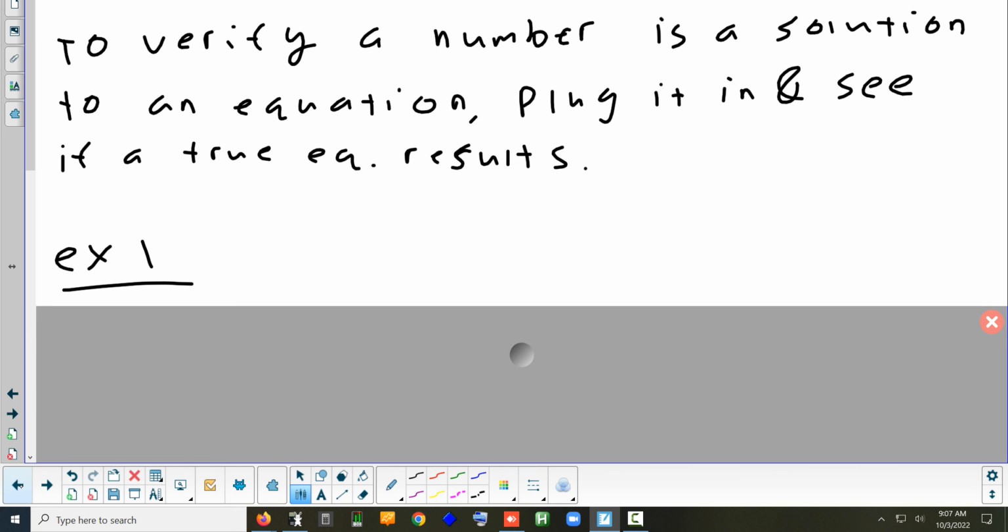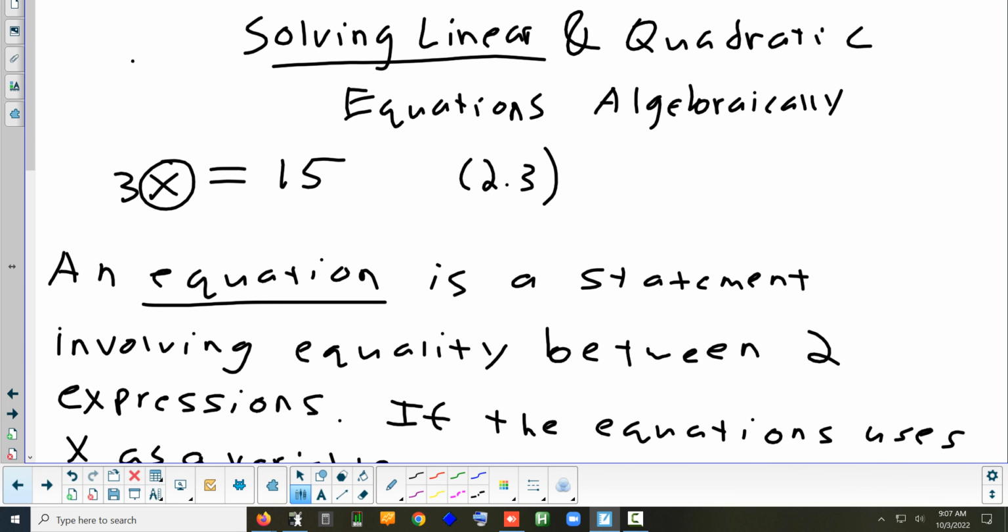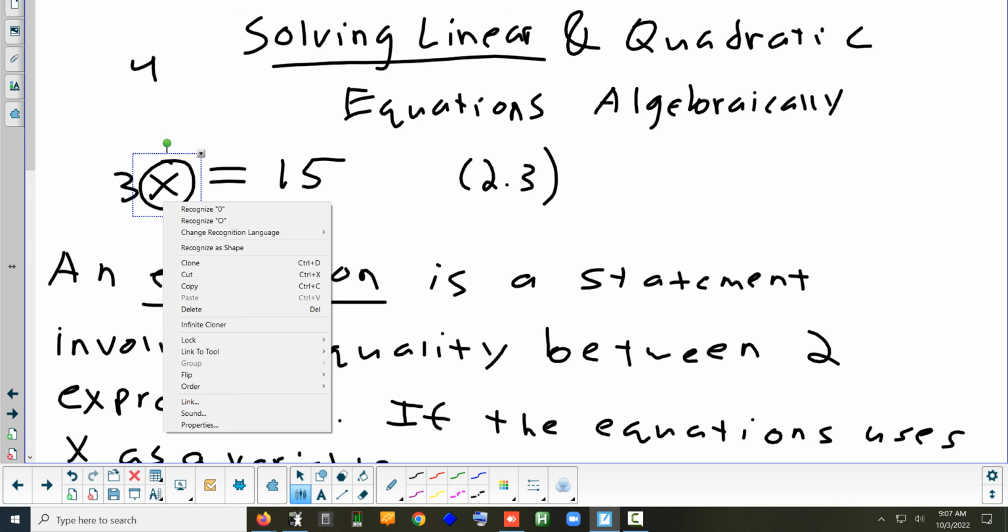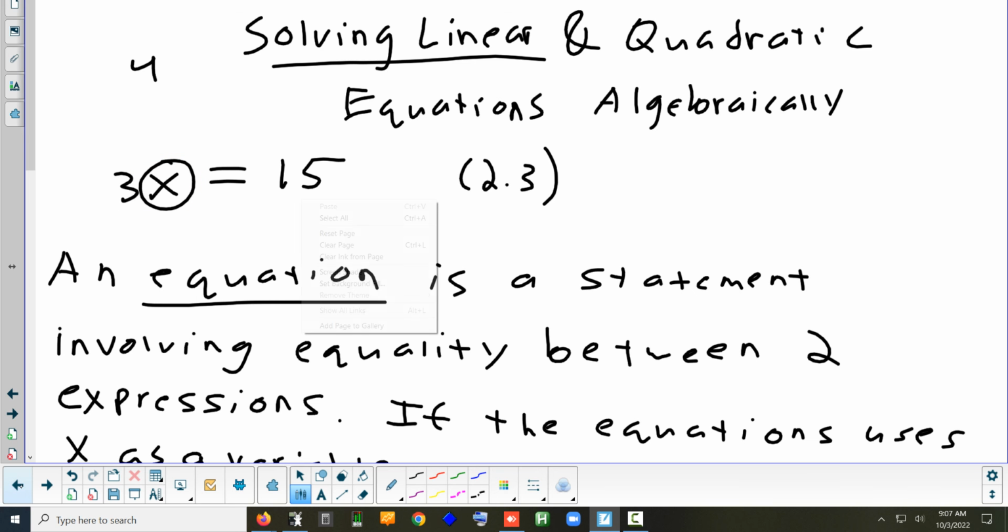So like if I just go back to this one. If I said, tell me if 4 is a solution to this. Well, if you check it, plug 4 in for x. 3 times 4 is 12. 12 equals 15. No, 12 does not equal 15. Those are different numbers. So that would mean 4 doesn't work. If you plug in 5, you get 3 times 5 is 15. 15 equals 15. Yeah, that's true.